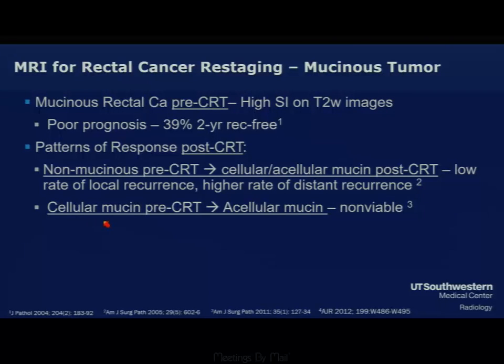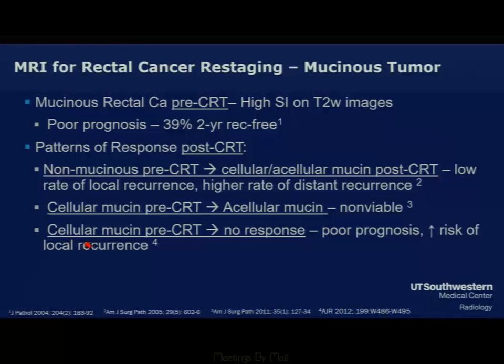So cellular mucin is bright on T2 but is heterogeneous and has some intermediate signal intensity. Acellular mucin is non-viable tissue, and this is very bright, homogeneous, featureless on T2-weighted images. If you have a cellular mucinous tumor without response, that is a poor prognosis and increased risk not only for distant but also local recurrence.